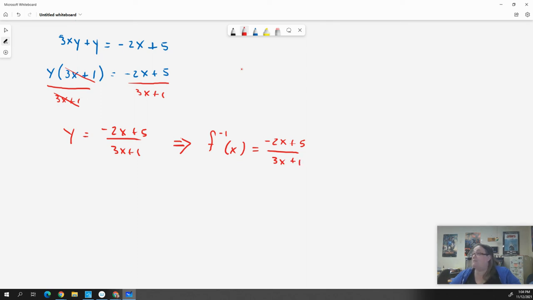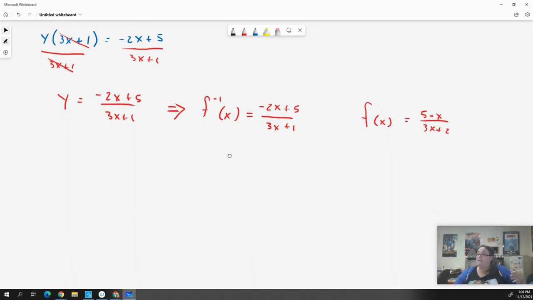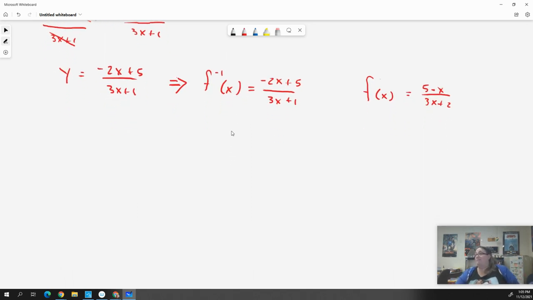That is the inverse. What did we start with? We started with the function f of x equals, I don't remember what we started with. f of x equals 5 minus x over 3x plus 2, right? So how do we go about verifying that? Well, that's what we did earlier this week, right? When we verified, we plugged one into the other for x. And if we got x out, we knew it worked.